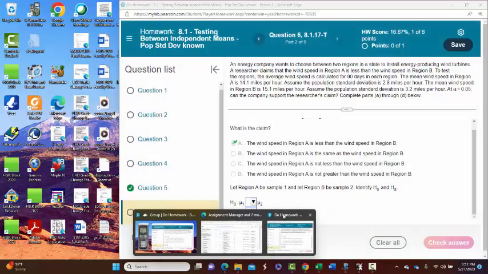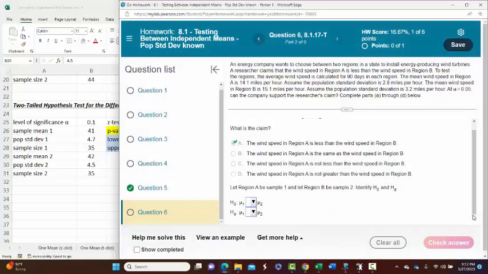Now I can go back to where we were. So let's see what we got here. Less than means the H0 will be greater than or equal to, and the Ha will be less than.